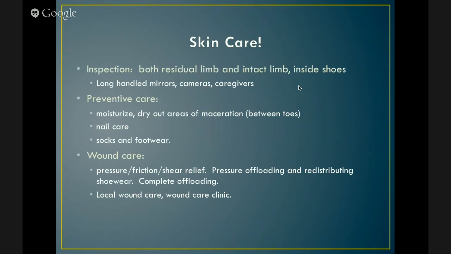So, inspection. You want to inspect both the residual and the intact limb. If you see patients in clinic, and you do see them in clinic with me, don't just look at the amputated limb. You want to look at the other foot. Always, always take off the shoe wear as well as the socks. You'd be surprised the kind of funky stuff you see if you don't do that, like people with nails that curl under their toes and all sorts of nastiness. You're not necessarily going to know until you take off that sock.